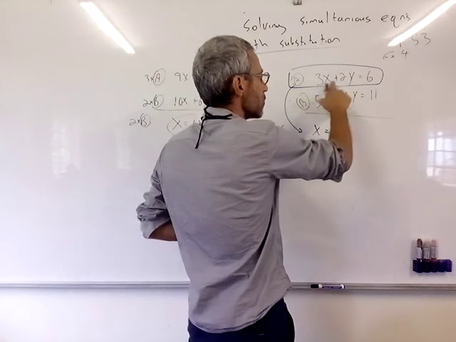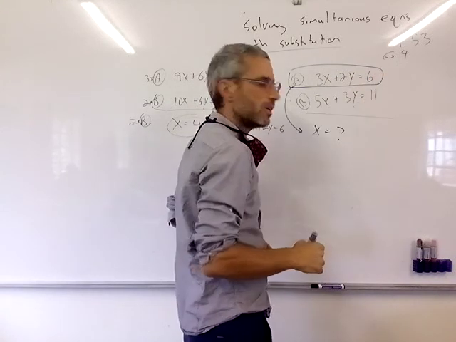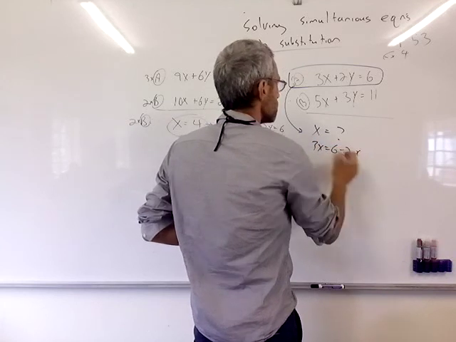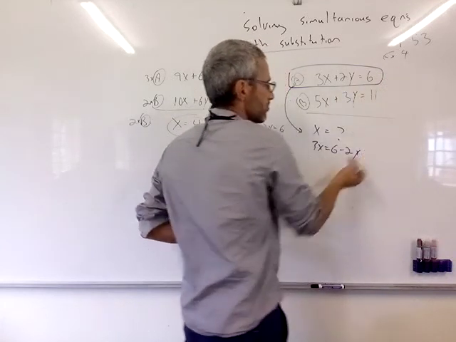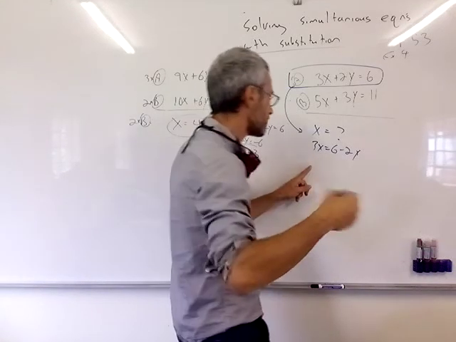So how are we going to do it? We're going to get rid of the 2y. How am I going to get rid of 2y? I'll do minus 2y. So I'm going to write it down as 3x equals 6 minus 2y. You see, I did minus 2y on both sides. Are you happy with that? Yes. Okay, just go with me. Go with the flow for now.